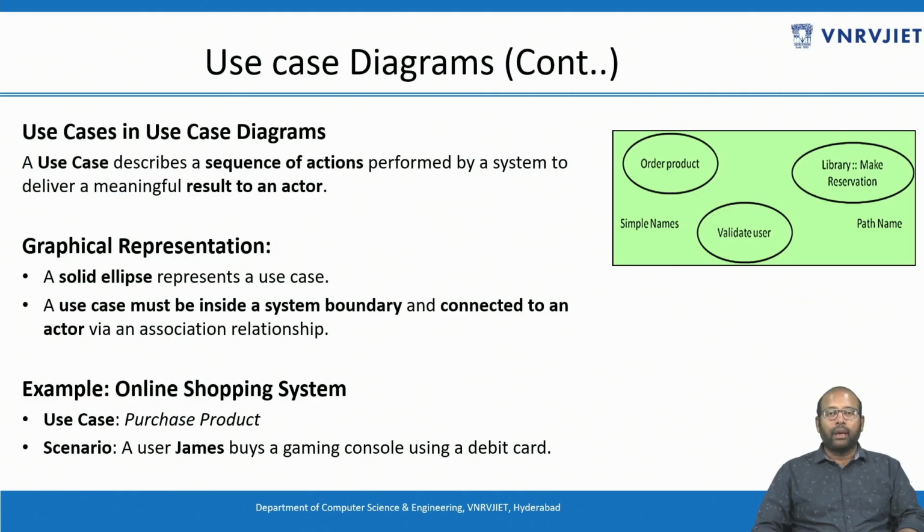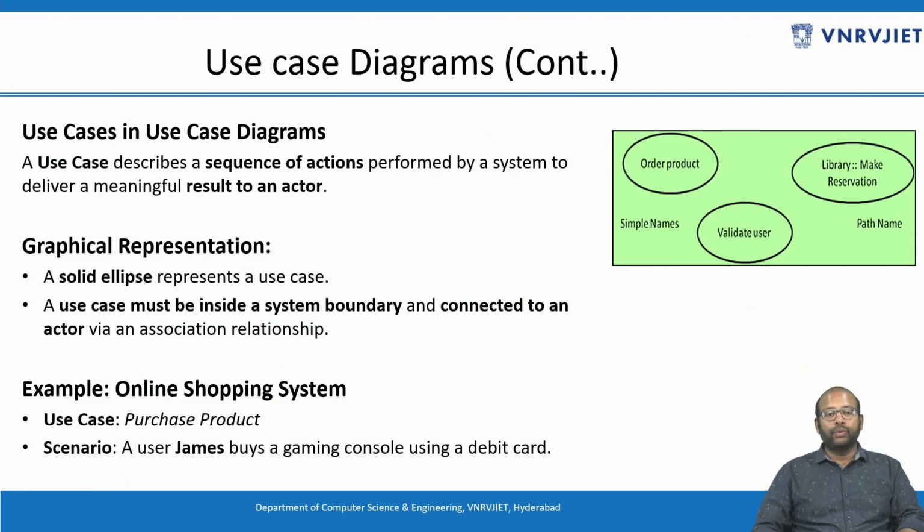So here, in the online shopping system example, whatever the product is, the purchase product is called a use case. Under this, a user James buys a gaming console using a debit card. So he is buying the product with the help of a debit card. This is the scenario you are applying, so for that you are taking the use case called purchase product.